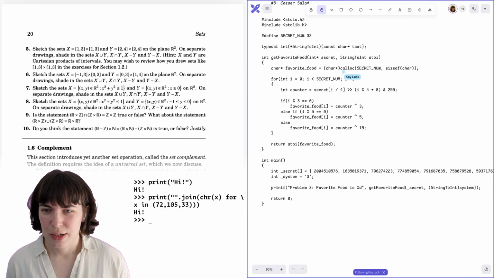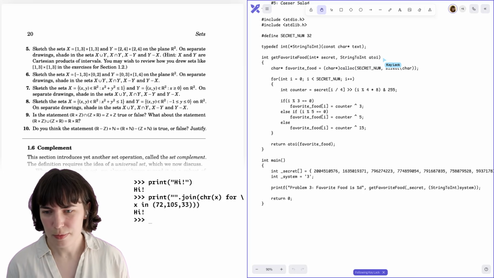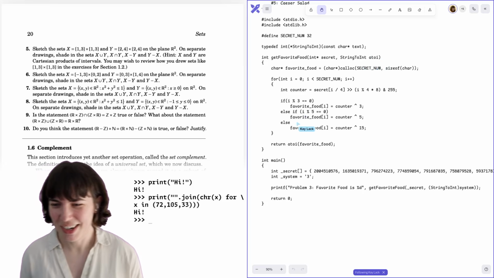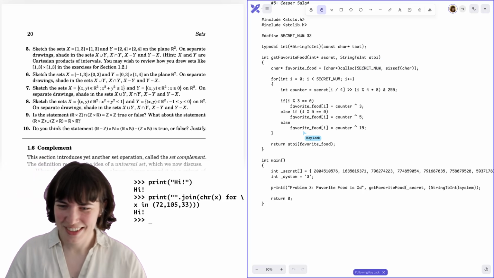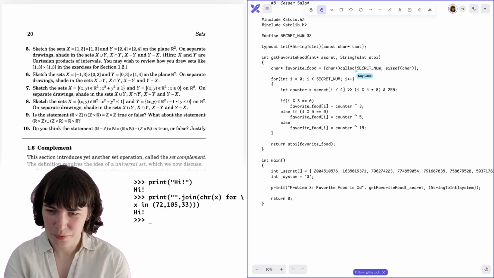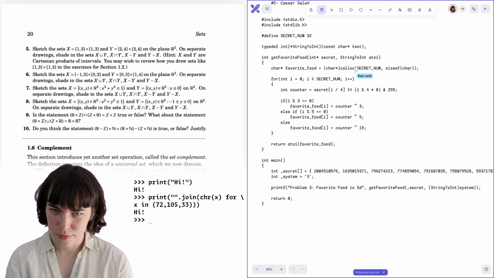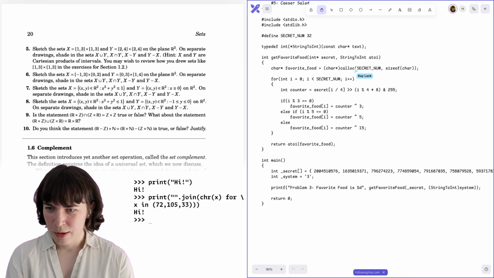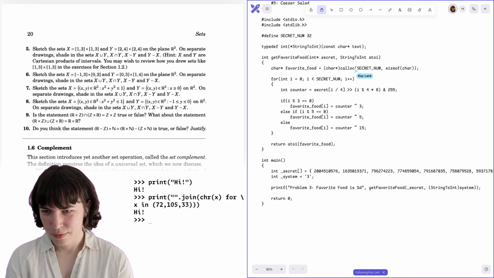Okay, and then we get int secret. We get this string. Ah, we run it. We run it. We allocate it as a character. We iterate over something in secret num. We do something. Fascinating.